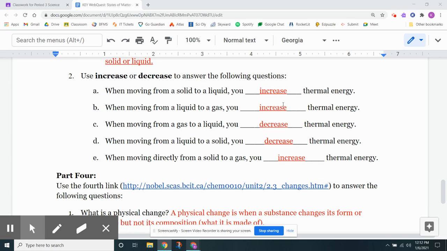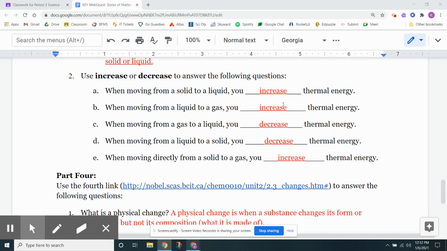For D, moving from a liquid to a solid, this would also be a decrease in thermal energy. If you have water and you're trying to make ice cubes, you have to put it in the freezer. You have to make it colder. You have to bring the heat down. So that's definitely going to be a decrease.